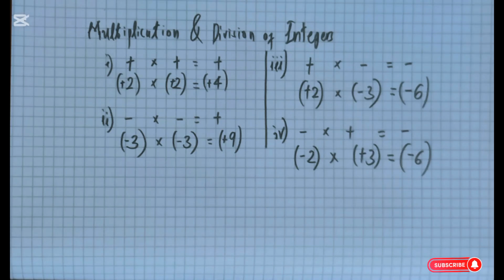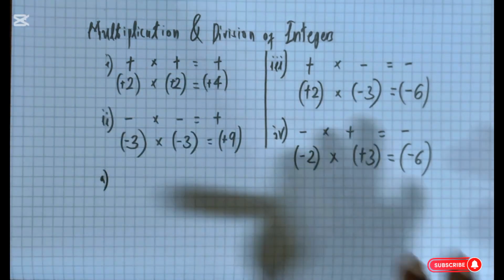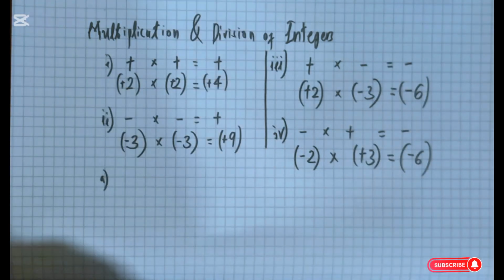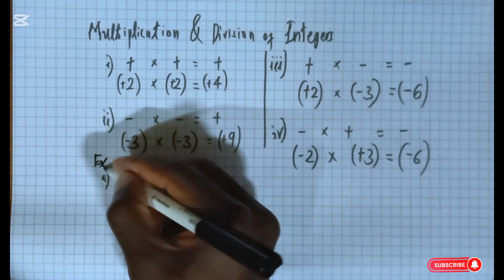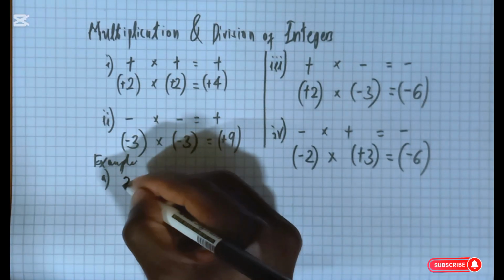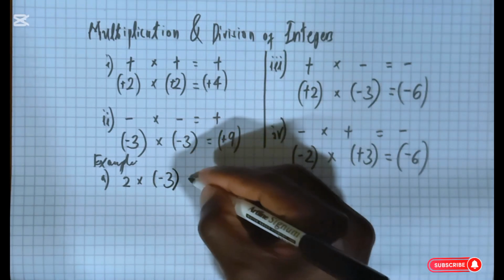Maybe I'm just going to do 2 examples to help you understand what I'm talking about, then it becomes easy for you to go ahead and understand. The first example, which of course I've handled right here, but just for the sake of learning: I'm having the number 2 multiplying it by negative 3.